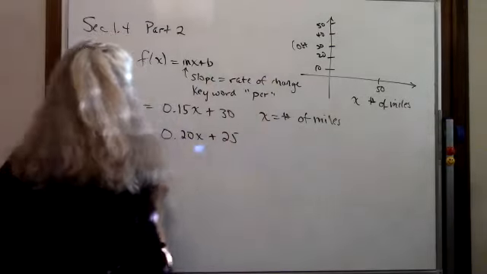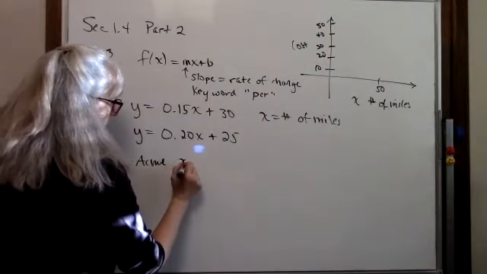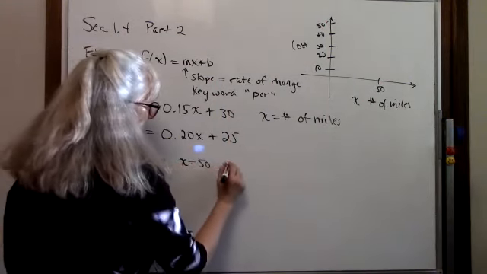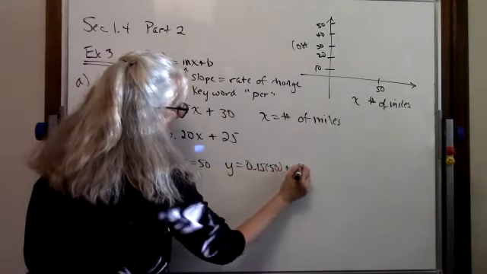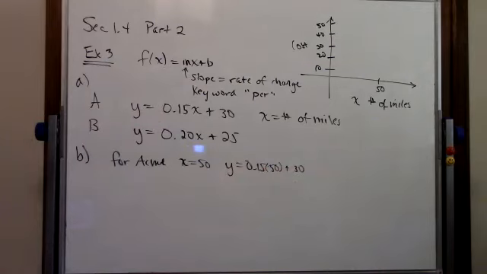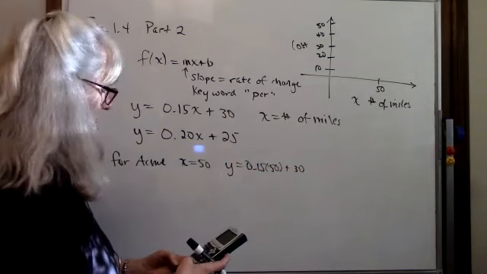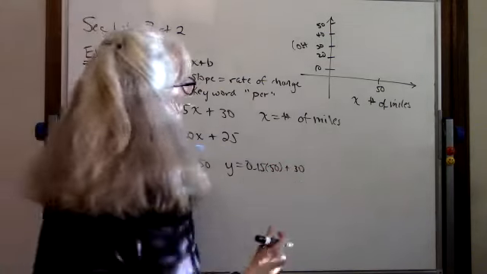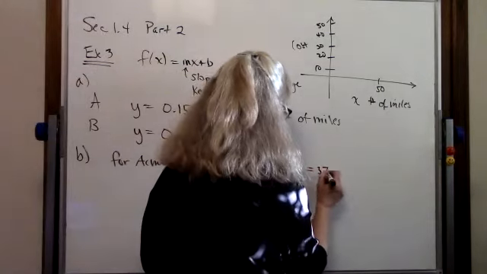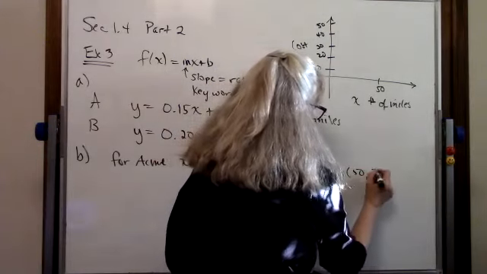So for Acme, we're going to let x equal 50. So y would be 0.15 times that 50 plus 30. And that will give me a second point to plot on Acme's graph. So 0.15 times 50 plus 30 comes out to be 37.5. So that would be the point 50, comma 37.5.